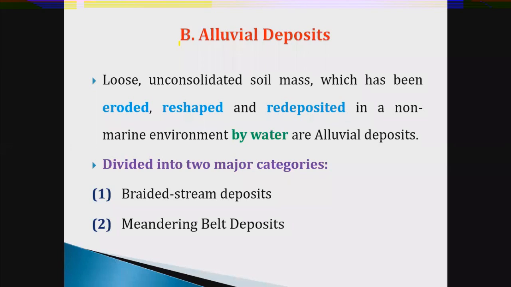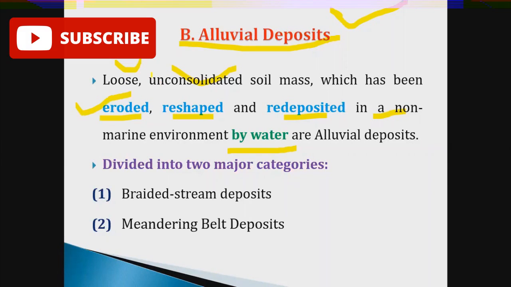Now comes the alluvial deposits. Alluvial deposits is the term used for the deposits formed by water currents. When weathered material is eroded, reshaped, and redeposited in a non-marine environment by water in the form of loose and unconsolidated soil mass, it is called alluvial soil deposits.